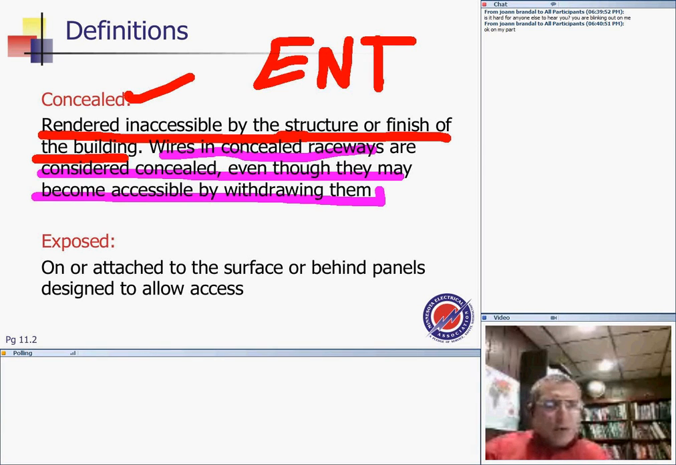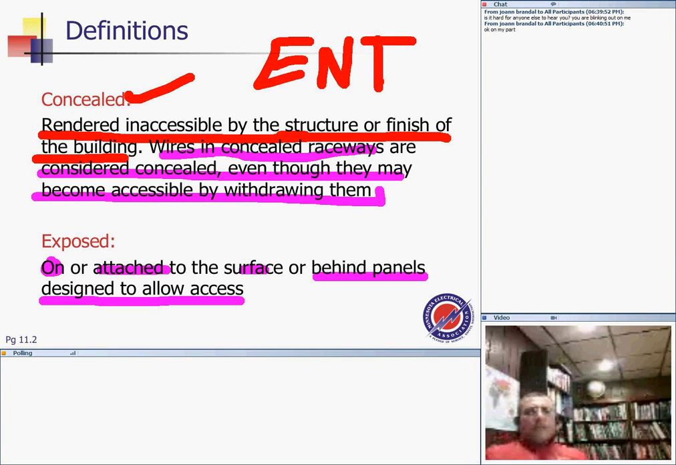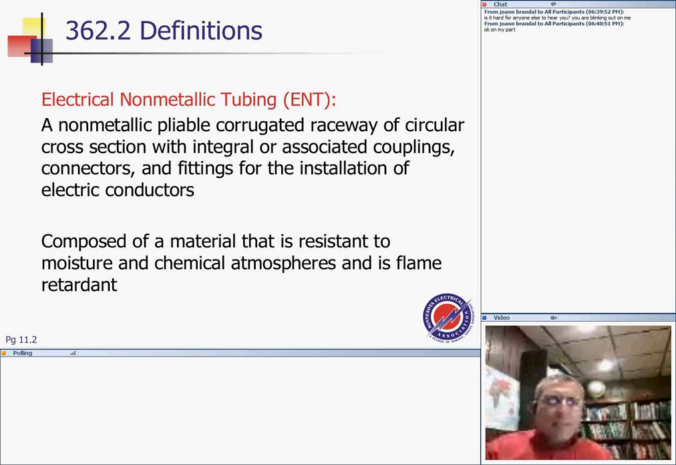Exposed: on or attached to a surface, or, this is the most important one, behind panels designed to allow access. A false ceiling, a raised floor, panels on the wall that you can open and remove. Not commonly used, but for the most part it's a raised floor or suspended ceiling. Anything behind such panels is considered exposed. Let us understand the ENT, exposed and concealed, in a second here.